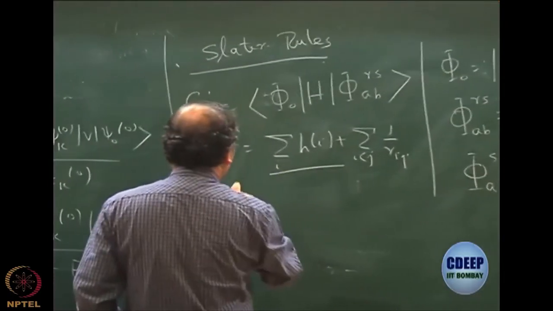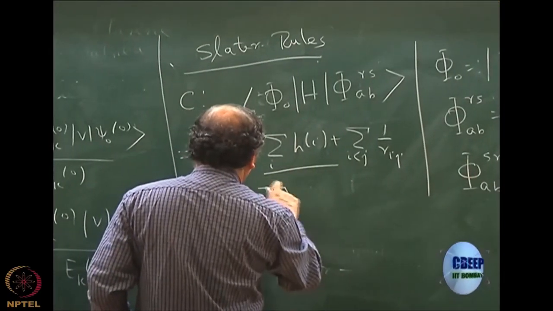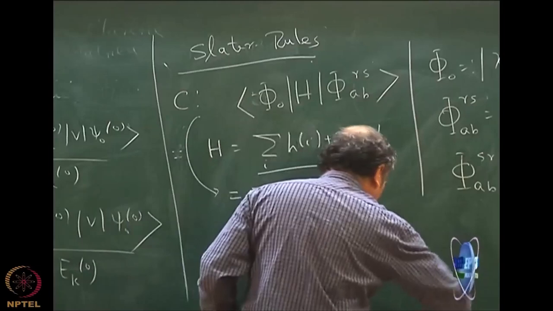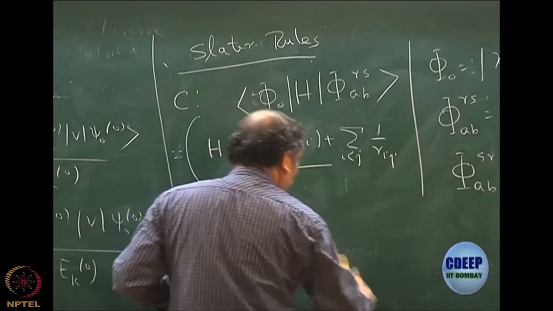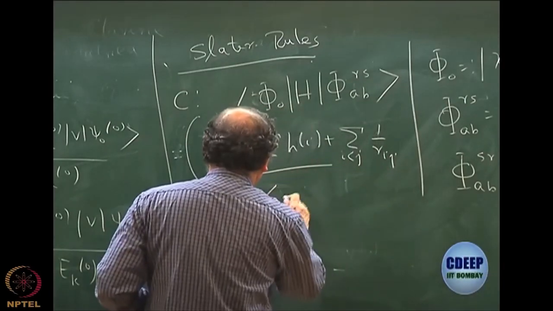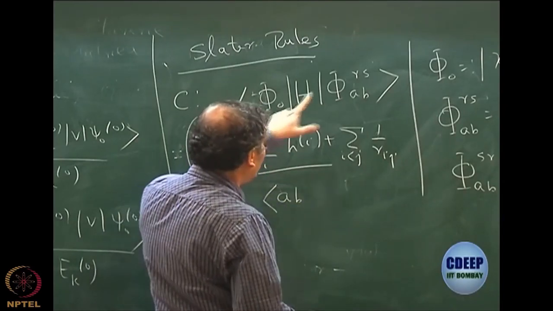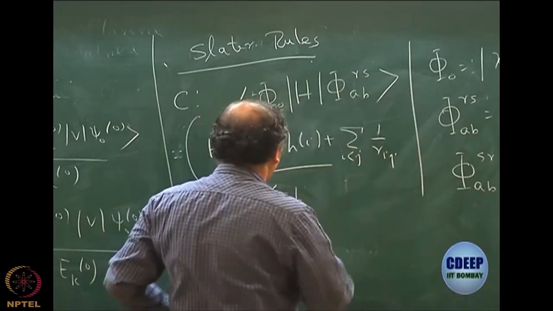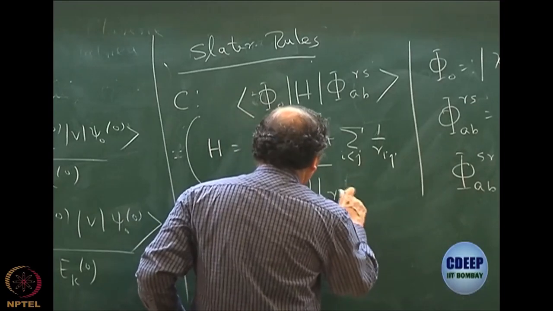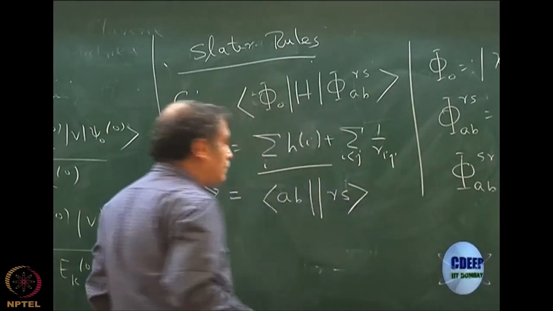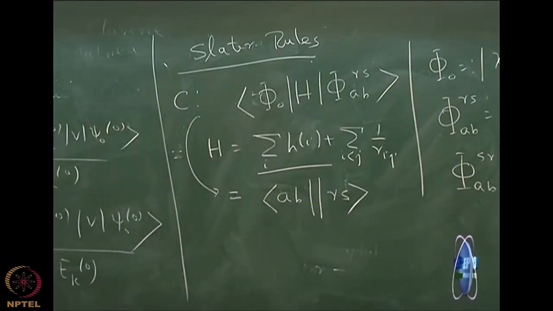So, this type C result is basically: there is no summation. Remember, AB is what is contained in phi 0, that is replaced by RS, AB anti-symmetrized RS. That is all. There is no summation, nothing.